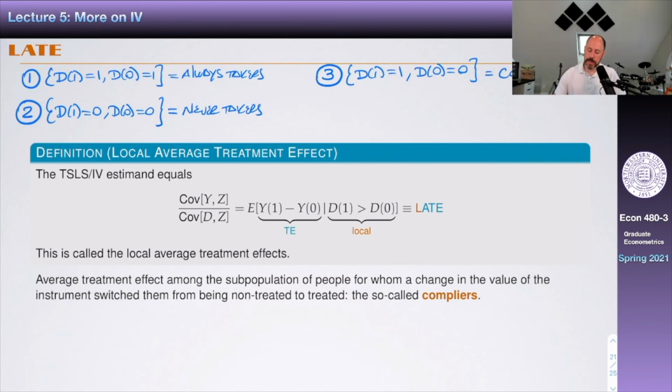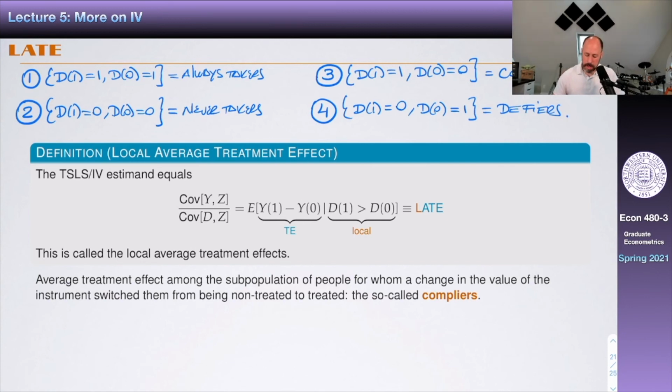And now it probably wouldn't be difficult for you to see that we have a fourth group of individuals. These are the difficult guys. Those that, when you offer them the drug, don't take it. But if you don't offer them the drug, they go all the way to find it and take it. These are called the defiers.